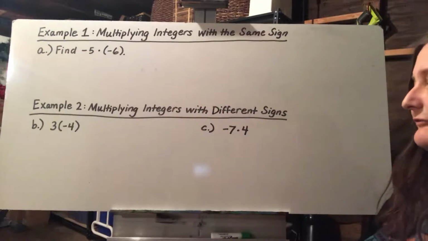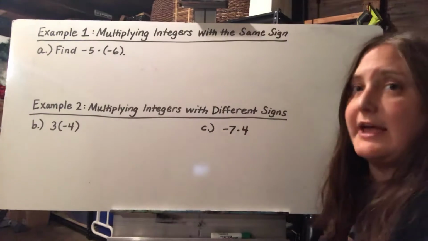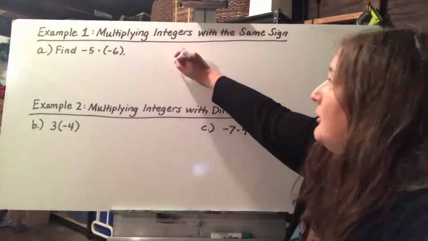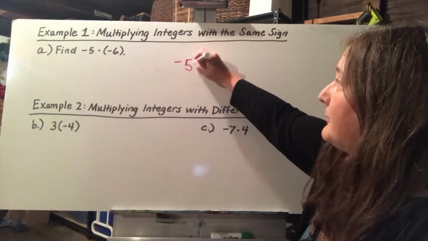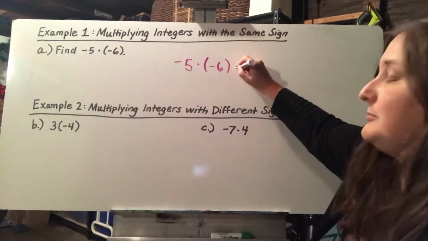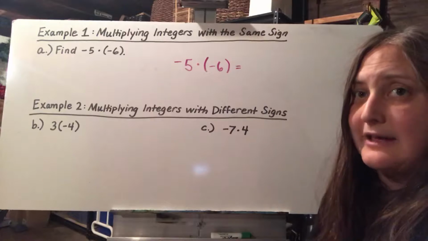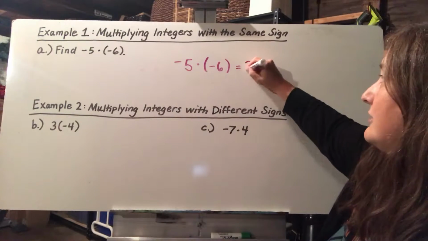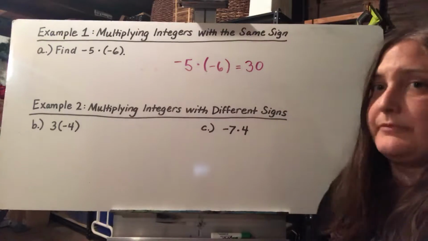Let's say we're trying to find the product of -5 and -6. Well, in this case, we're multiplying two negative numbers. So these numbers have the same sign, which means their answer is going to be positive. And since 5 times 6 is 30, our answer here is positive 30.